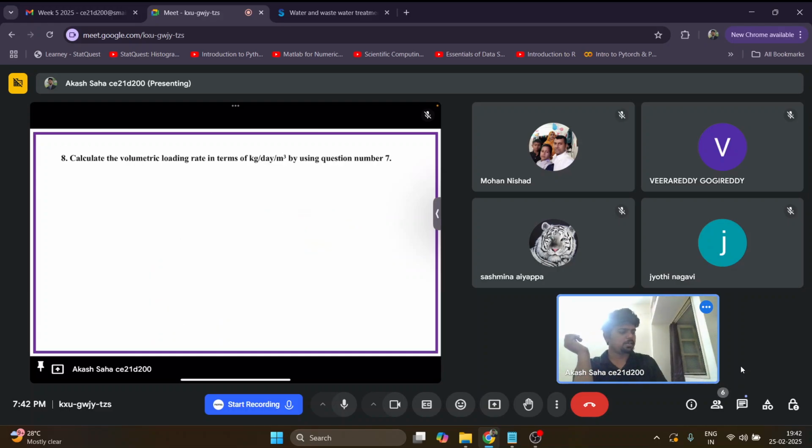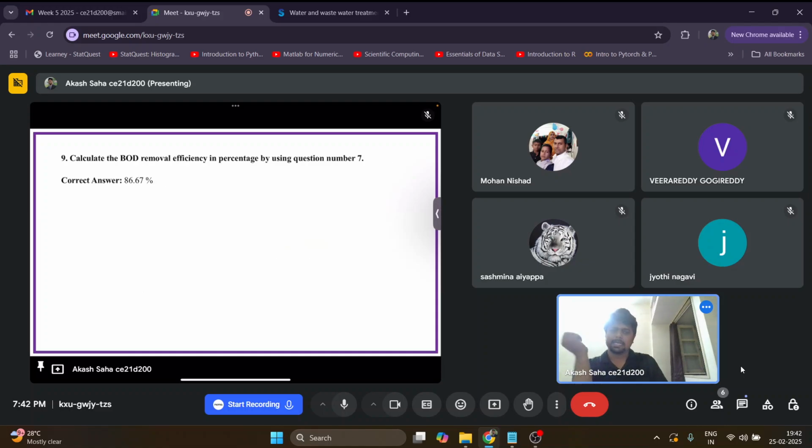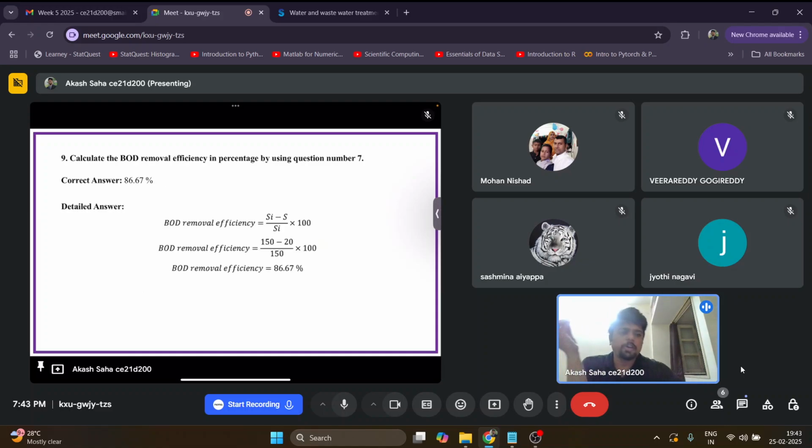So very direct. If we see the answer 86.67, how are we getting it? The initial BOD was 150. The final BOD coming out from the secondary clarifier is 20. So (150 minus 20) by 150 into 100. So it will be 86.67%. Right? I think it's nothing much difficult. Okay, we'll move forward now.